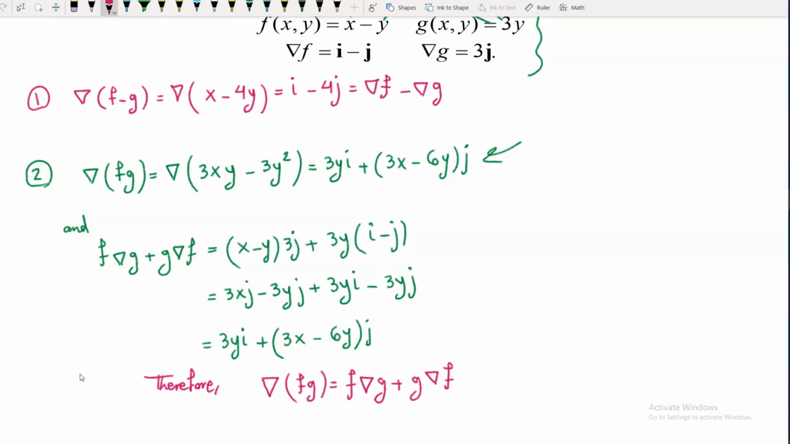Therefore, based on what we have here, gradient of f times g is equal to f times gradient of g plus g times gradient of f. So we verify this product rule based on this example.